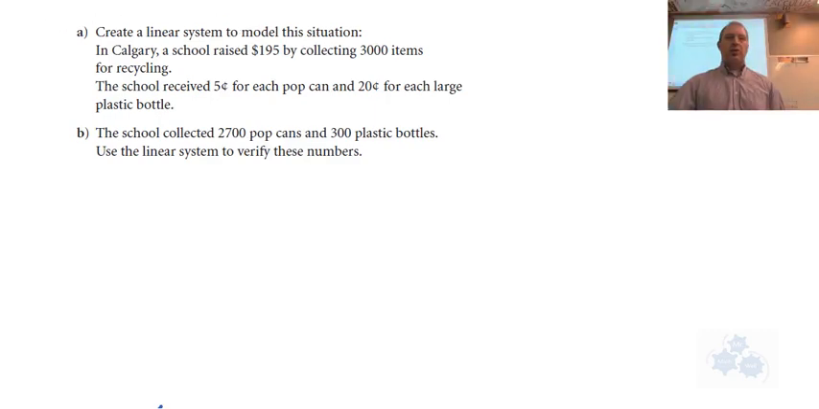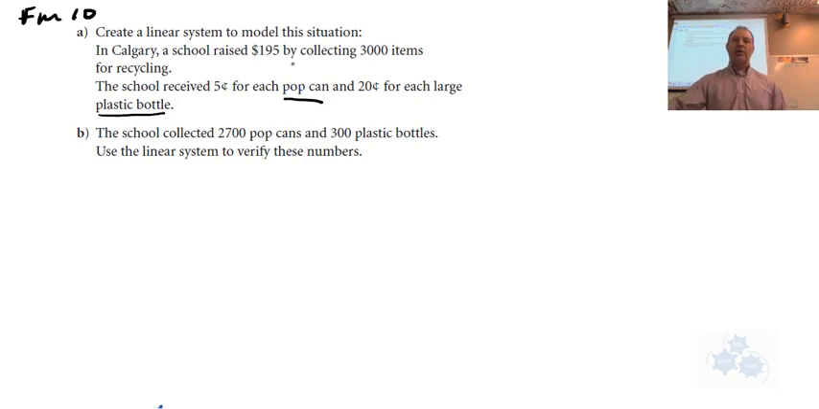Okay, so create a linear system to model this situation. In Calgary, a school raised $195 by collecting 3,000 items for recycling. That's the first one. Let's read the whole thing first. The school received 5 cents for each pop can and 20 cents for each large plastic bottle.